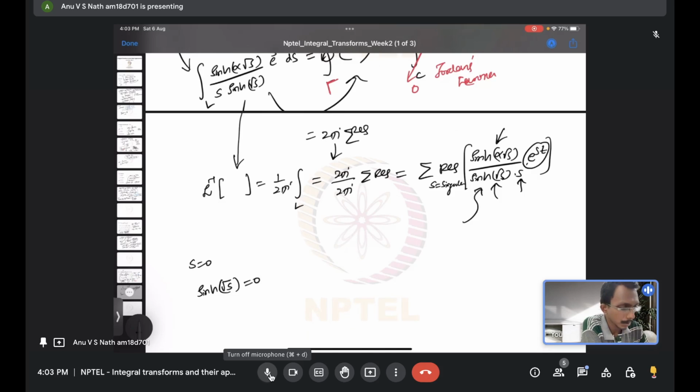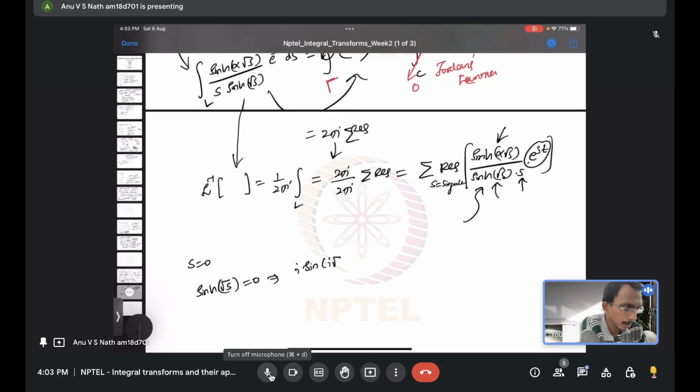equal to 0 also gives singular points. You can see that for real positive values of s it cannot happen, but for imaginary values it can, because sinh of root s I can write as i times sin of i root s, which is equal to 0. This is because sin of i theta is equal to i sinh theta, the property relating the hyperbolic sine and the normal sine functions.